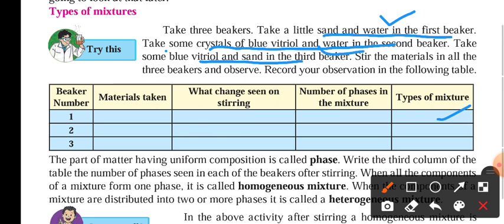Blue vitriol and water, if we are taking, then blue vitriol is soluble in the water. It will get dissolved in the water, so it will form a homogeneous mixture. So the second one will be a homogeneous mixture, and the third one is blue vitriol and sand, which will remain as it is. So it will also be called a heterogeneous mixture.